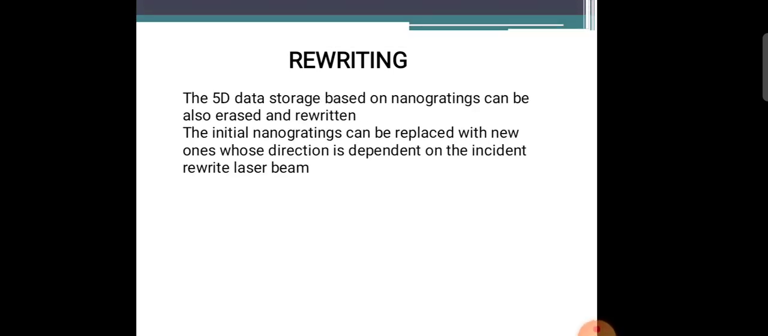Rewriting. The 5D data storage based on nanogratings can also be erased and rewritten. The initial nanograting can be replaced with a new one whose direction is dependent on the incident rewrite laser beam. Red squares.